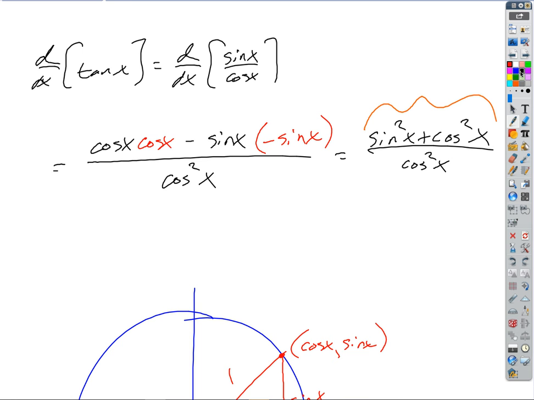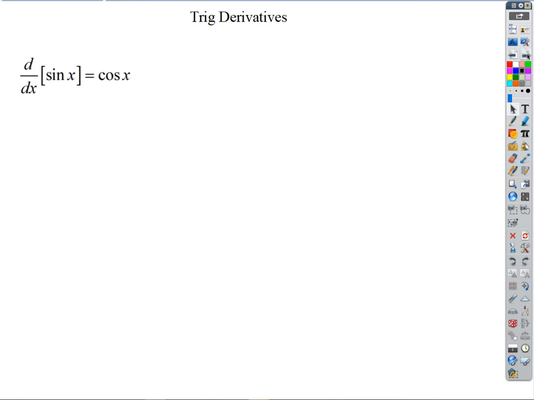So we just end up with 1 over cosine squared x. Well, what's the reciprocal of cosine? Secant. There's your answer. Secant squared x. Okay? So let's add, we've got the derivative of sine x is cosine x. I'm going to add to the fold here the derivative of tangent x with respect to x is secant squared x, right? Okay. Let's try another one.